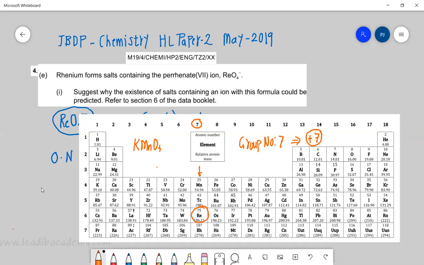Okay. Very simple, and that means it is matching with whatever results we are getting. So even if we would have looked only at the data booklet, we could have predicted that yes, there is a strong possibility that it will exist as +7. Okay, hope this is quite clear. Okay. Very interesting one.